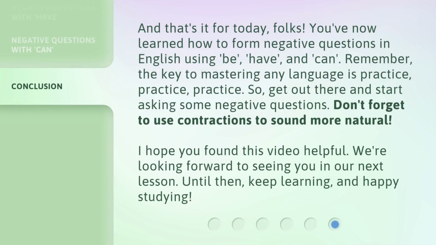And that's it for today, folks. You've now learned how to form negative questions in English using be, have, and can. Remember, the key to mastering any language is practice, practice, practice. So, get out there and start asking some negative questions. Don't forget to use contractions to sound more natural.